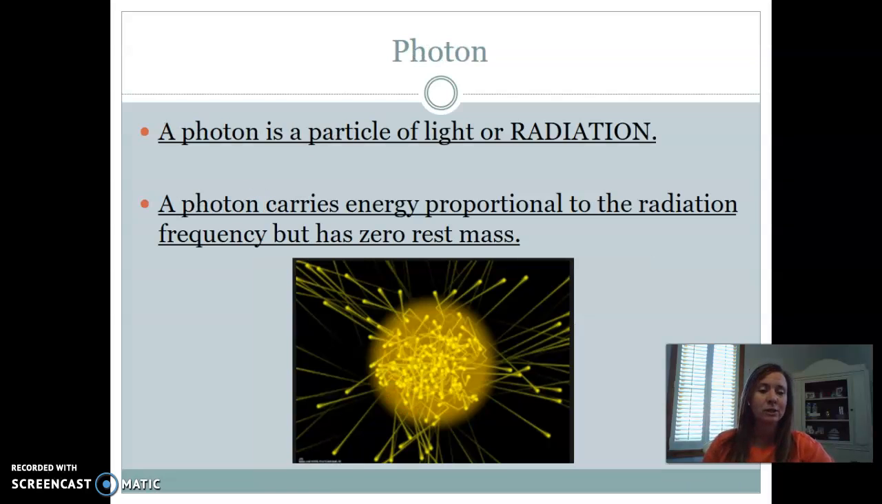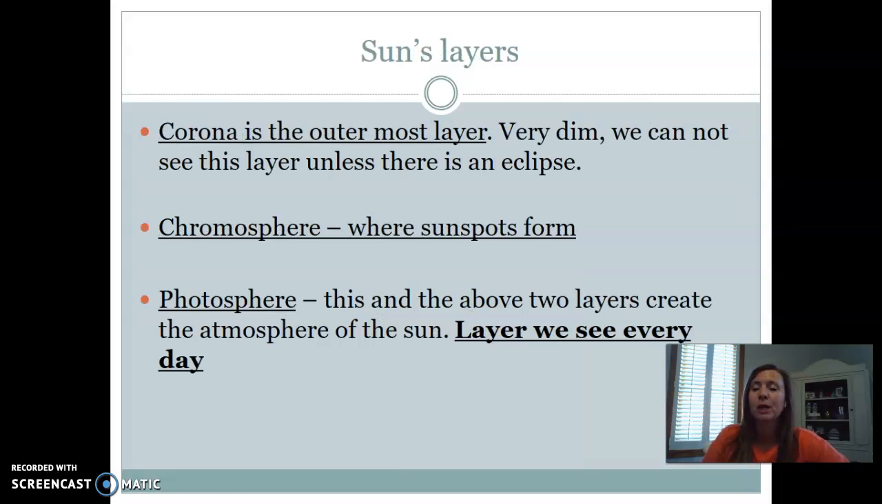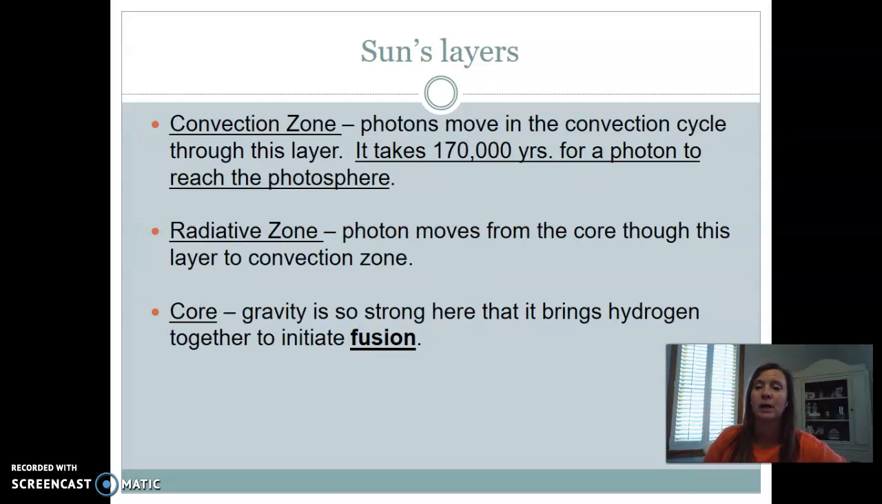Remember that radiation can be put into a particle format called photons. They are massless, but they have a frequency with which we can figure out the energy moving through. And then we have our atmospheric layers of the sun, with the outermost layer, the corona, moving into the chromosphere where sunspots are formed, and then the photosphere, which is the layer that we see every day. If you were to just glance up at the sun, don't look completely at it.